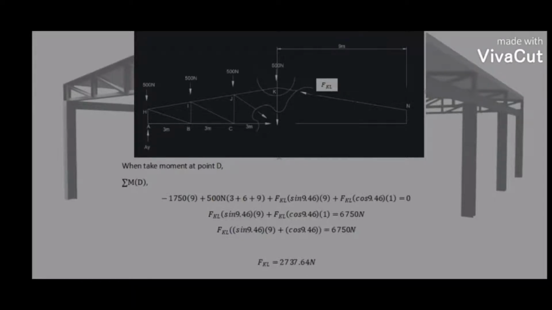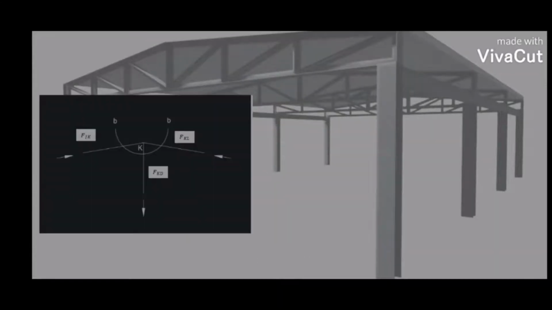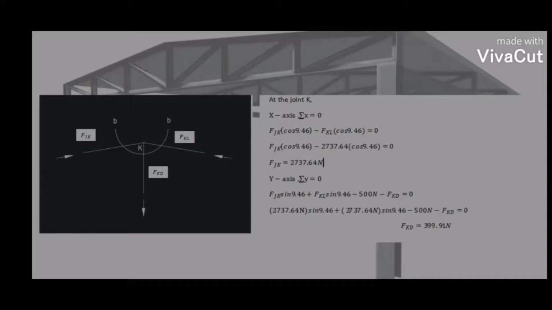The 9.46 is the angle for the FKL. We found the angle by using the trigonometry ratio. Next, this is the section B. So at point K, we use the summation of Fx equal to 0. We put in all our Fx. We will find our FJK is equal to 2737.64 Newton. Then we use summation Fy equal to 0.